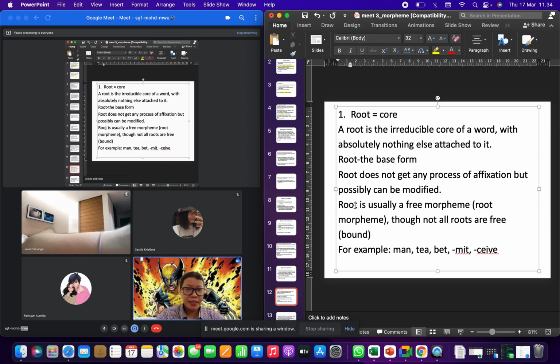Now let's see here. I have an example. It means that a root can be a free morpheme or a bound morpheme. Our examples here, the roots are man, tea, bed. They are free morphemes, or free root morphemes. While when I put meat and sieve, these are roots that appear in the form of bound morphemes. Yeah, they can be attached.